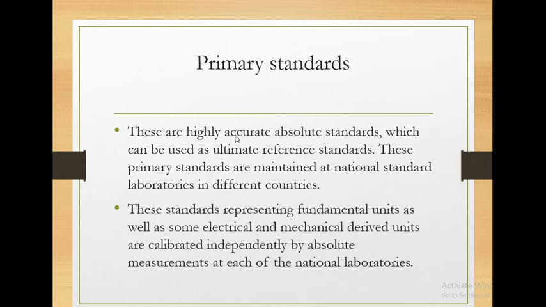Right now we have discussed the international standard, which is only one throughout the globe, the International Bureau of Weights and Measures. But at the national level, the standards maintained in national laboratories are called primary standards. So each and every country has these primary standards in its national labs. These standards represent fundamental units, and some electrical and mechanical derived units are also calibrated independently by absolute measurement at each of the national laboratories.